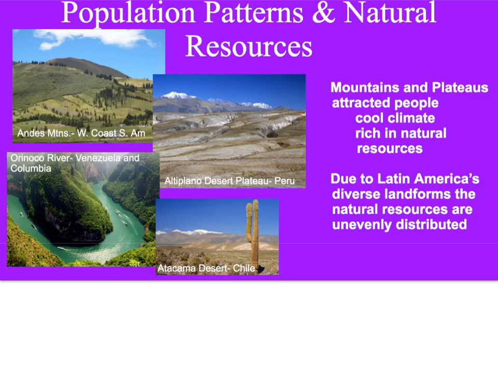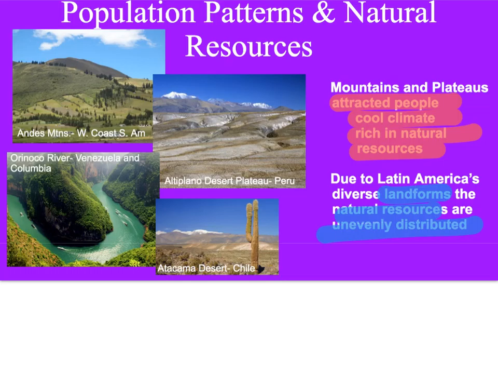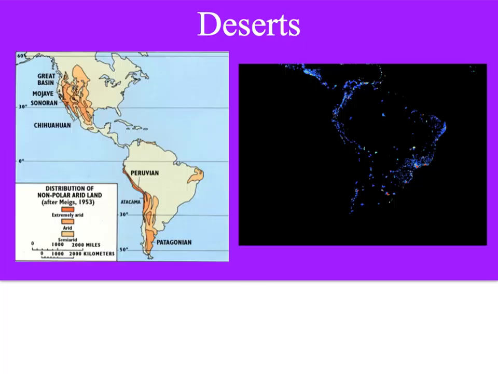So South America has a lot of mountains and plateaus, which offer a cool climate, lots and lots of natural resources. And that attracted people to come to South America. But because of those landforms, the resources are distributed unevenly. What we've learned in past units is that when resources are distributed unevenly, so are the populations. You'll see an area with a lot of people living there because that's where the resources are, and then an area with really nobody because there just isn't much there.